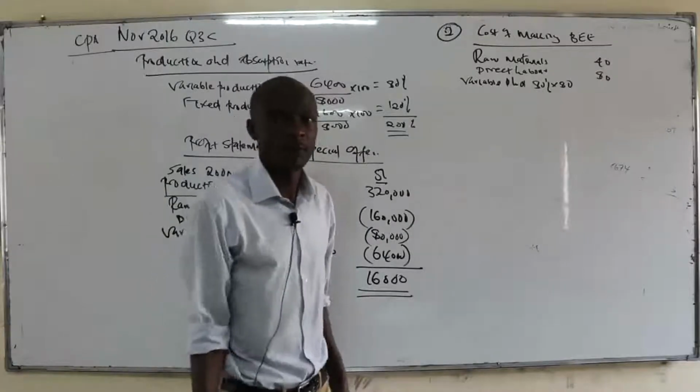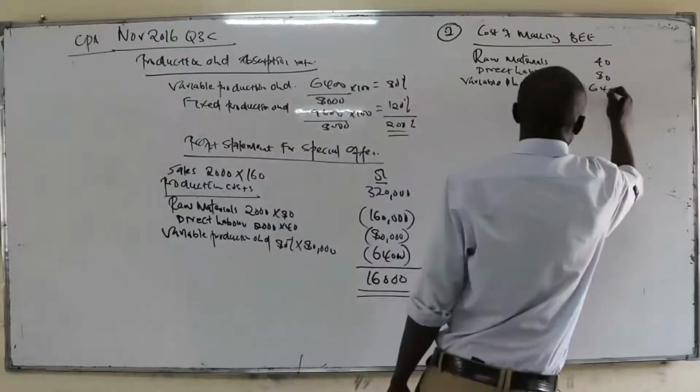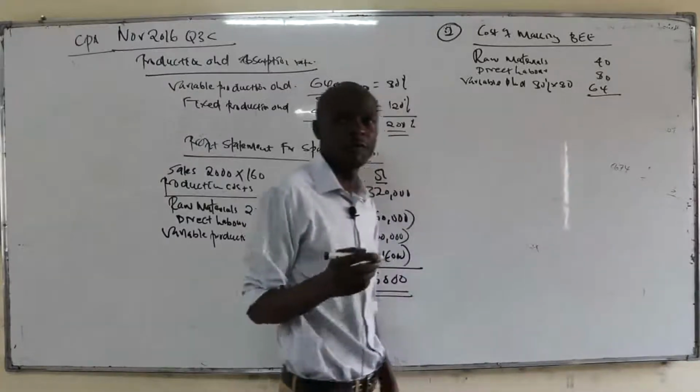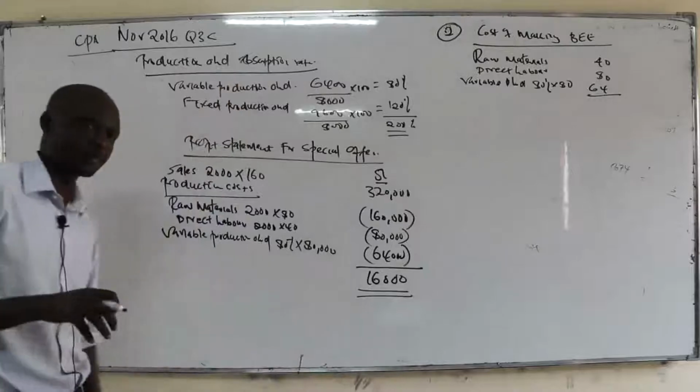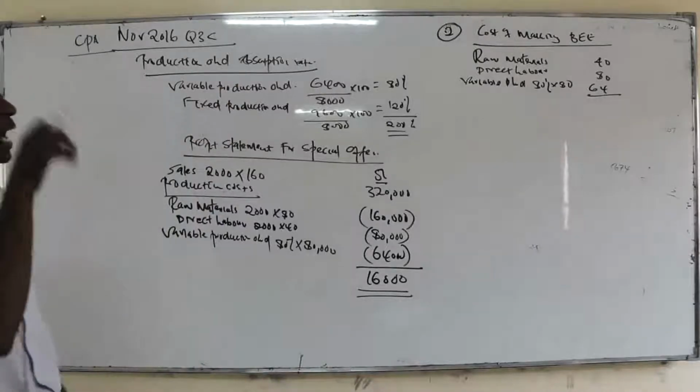60. So this one will be 64. So those are the costs of making. You only consider the variable cost of making, not fixed. So you add them. What do you get?